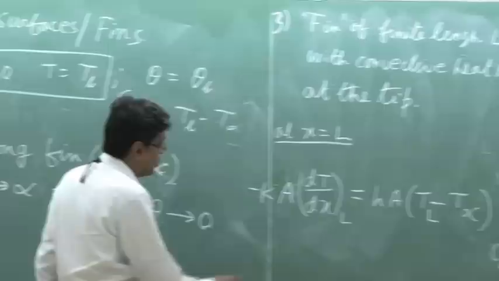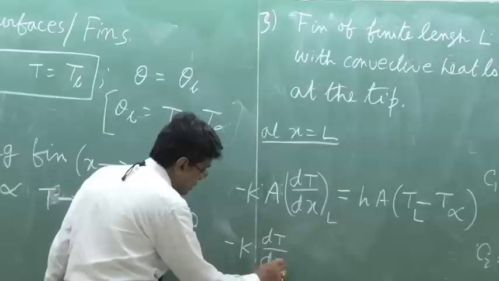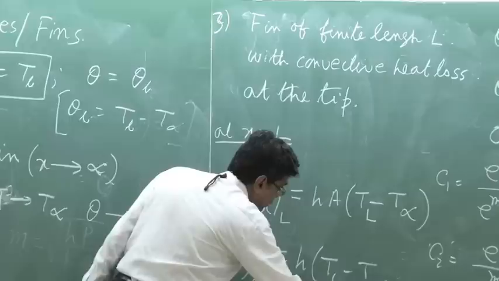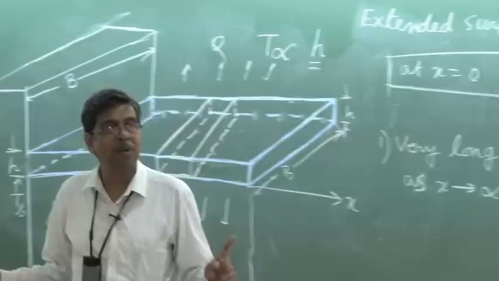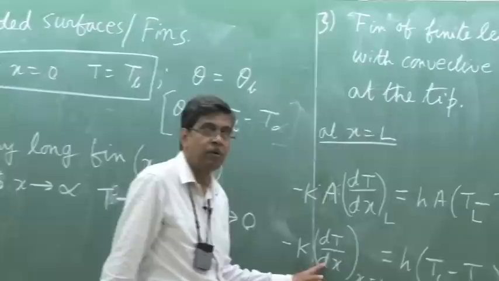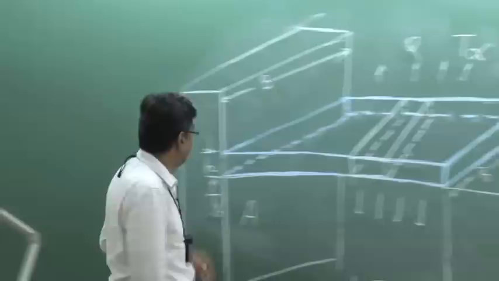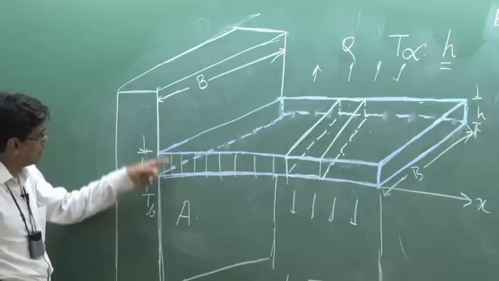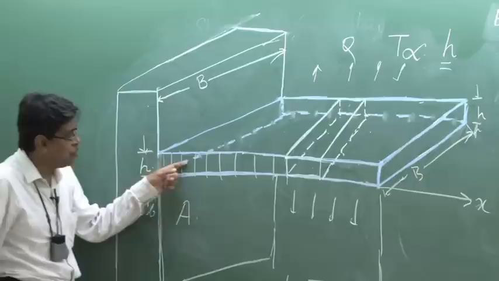That means minus k dT dx at x is equal to L must be equal to h into TL minus T infinity. TL means T at L, this is clear to everybody. That means this is the conduction heat at the tip which is being conducted, that is lost. I told you that ultimately what is happening, if you go on dividing into number of elements, each element takes heat, some is going by lateral surface, then it is conducted next. So this way the conduction heat transfer is getting reduced.